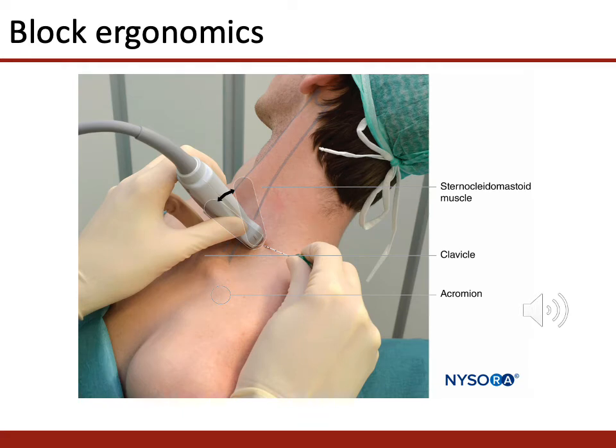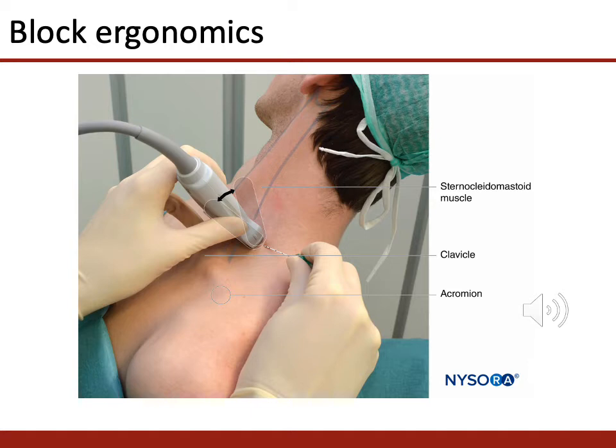Here's another view to show you where the hand positions typically are when doing an interscalene block. So you can see here for a left-sided interscalene block, the right hand, which is needling, is fairly posterior, laying on the shoulder and the posterior aspect of the neck.